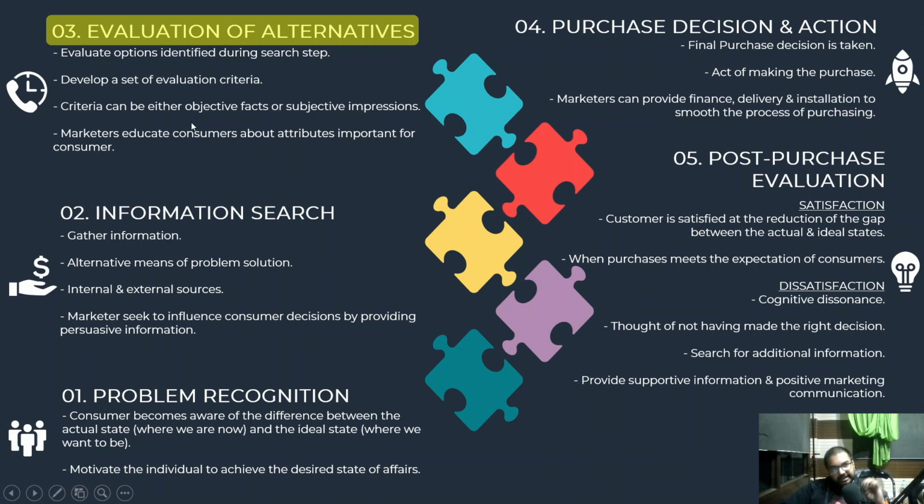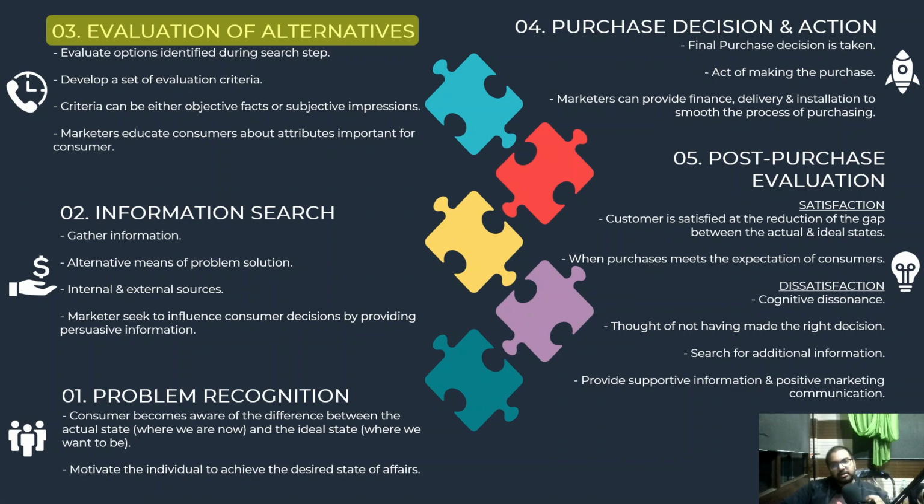So these criteria can be based on objective facts. What I have listed are objective facts, because you can check them out. And then there is subjective impression. How a consumer feels about the brand of the car, how a consumer feels about his parking situation in the place where he lives.